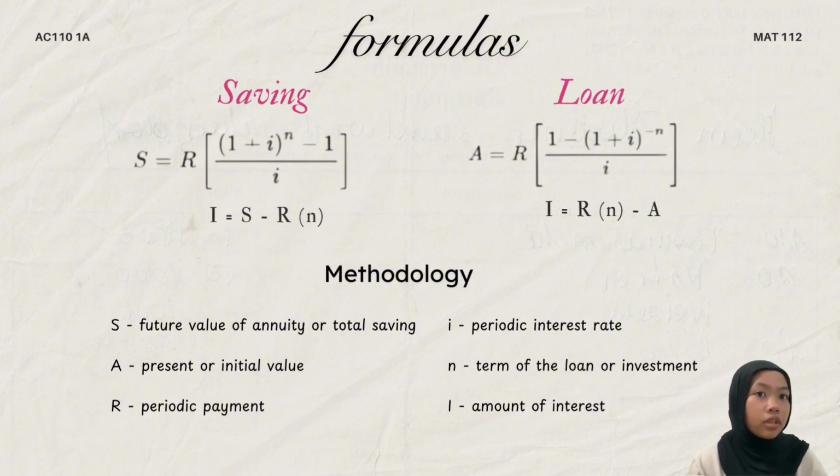Next, we have the formulas of loan. The first one is the formula to find the present value, or A. To find it, we use A equals R[1 minus (1 plus i) to the power of negative n] divided by i. To find the interest, we use I equals R times n minus A.